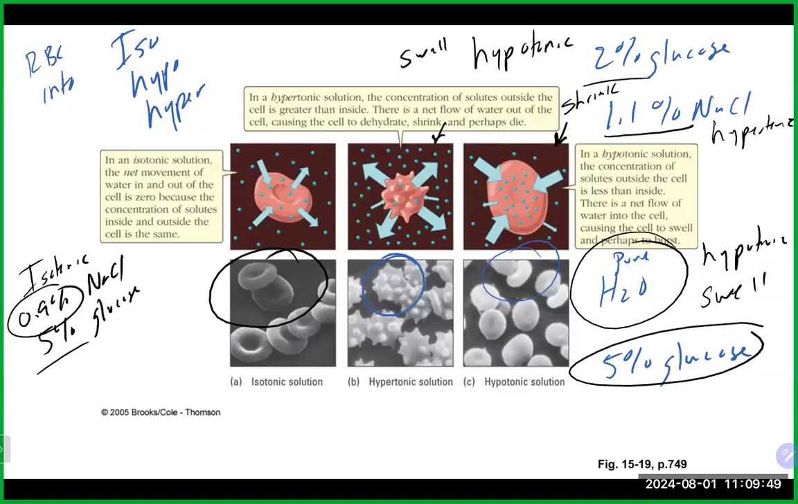5% glucose is isotonic, which means the cell will be okay. Nothing will happen to it. We'll have equal flow in and out of the cell because the osmotic pressure is the same inside and outside, basically, of the membrane. Any questions on any of those there?